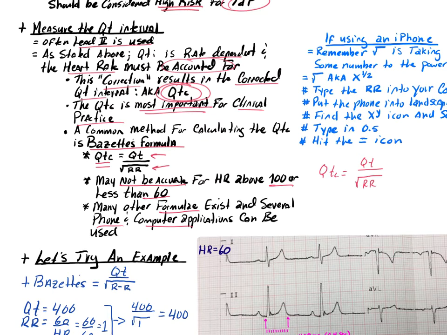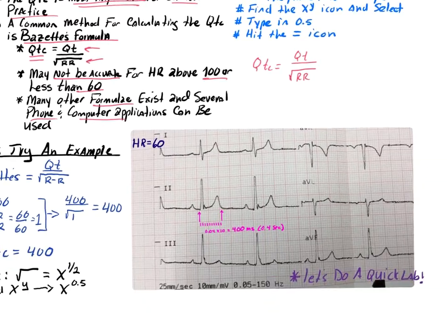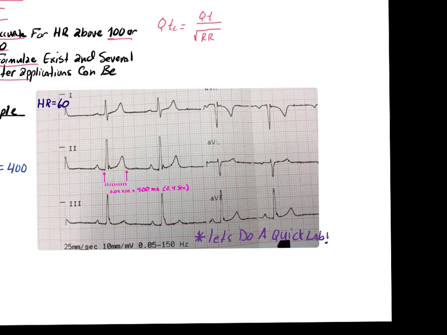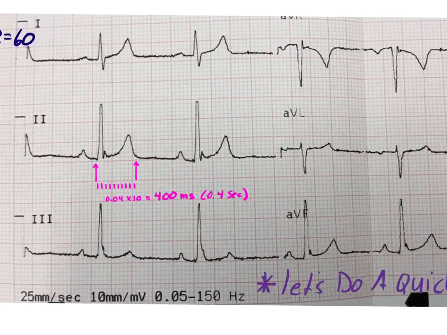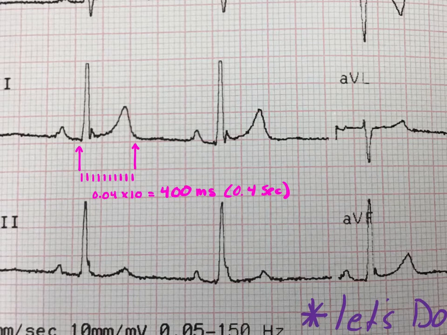Okay. So, let's try an example. So here I have a 12-lead ECG. All right, so I've gone to lead 2. Let me zoom in here. You guys see that okay? So I've gone to lead 2 here. There's my Q. And then there's the end of the T. And what I found is that that's 10 boxes, right? You guys okay with that?